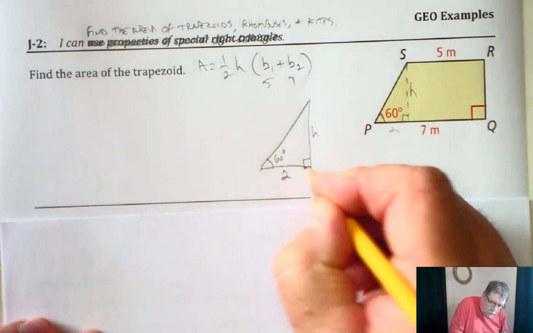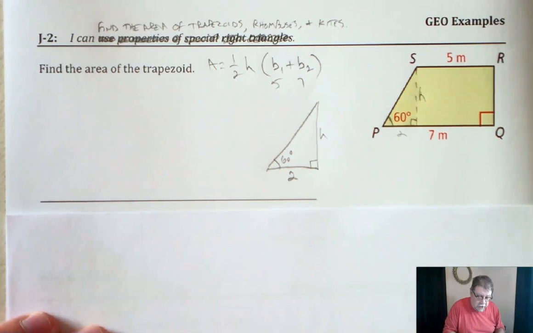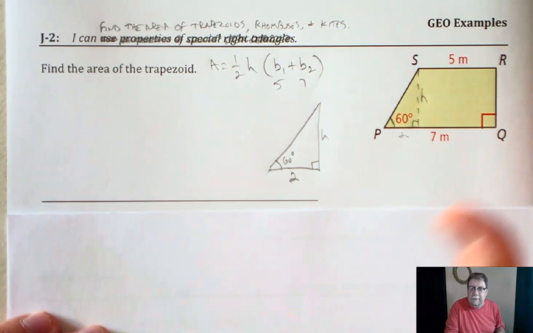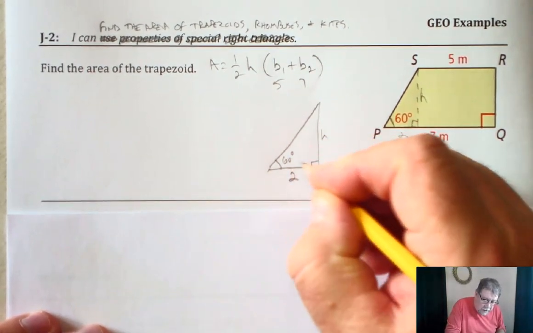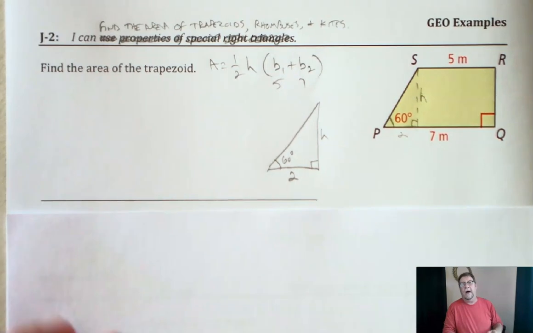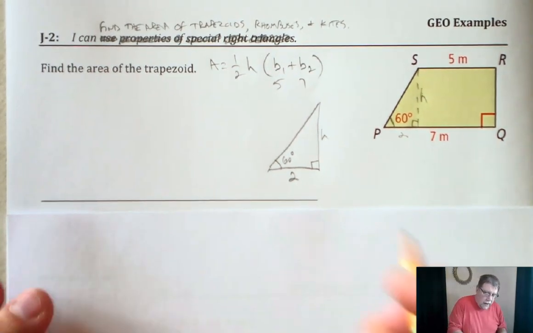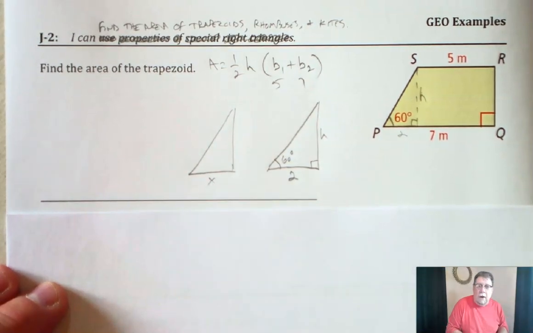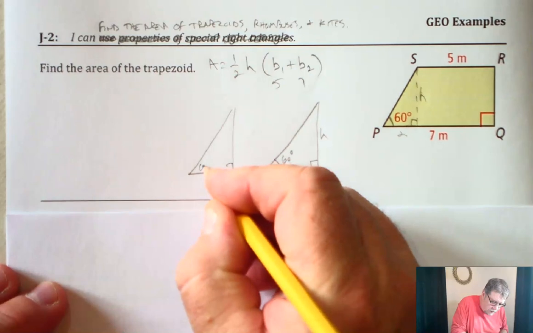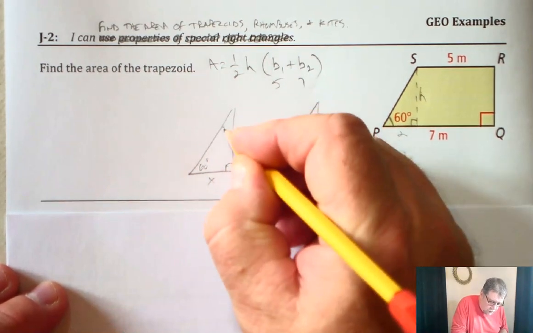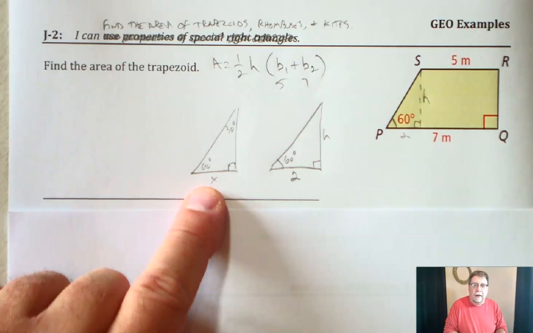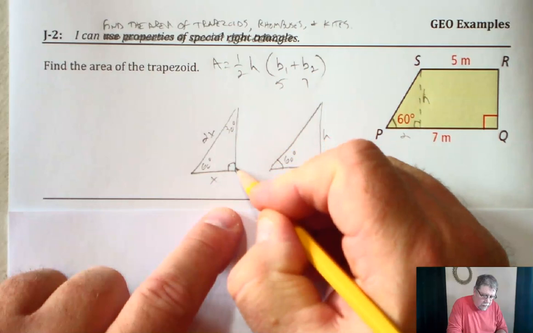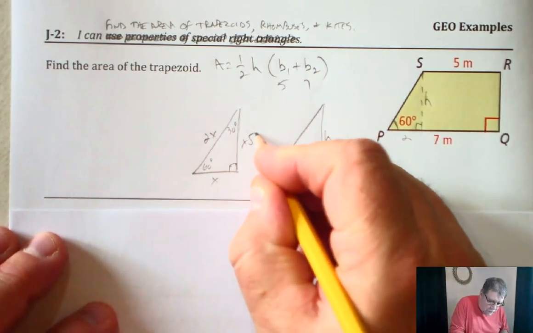Now, this is a special right triangle from a previous unit. And we have to use our knowledge of right triangles, special right triangles, in this case, a 30, 60, 90 triangle, to find the length of the height. And if you recall, in a 30, 60, 90 triangle, we have the small leg is x, and here's the 60-degree angle, and here's the 30-degree angle. The small leg is x, the hypotenuse is double that, and the long leg is x times radical 3.